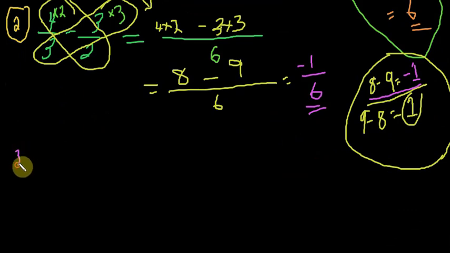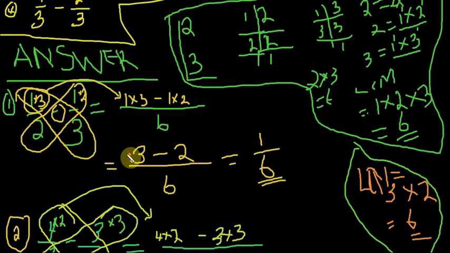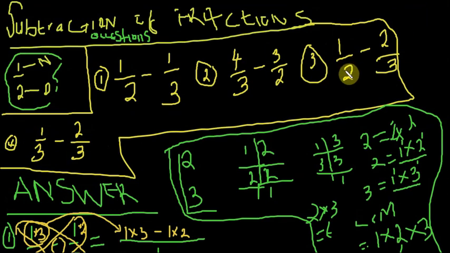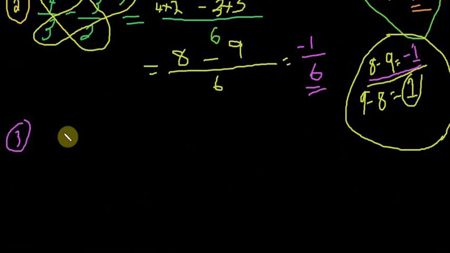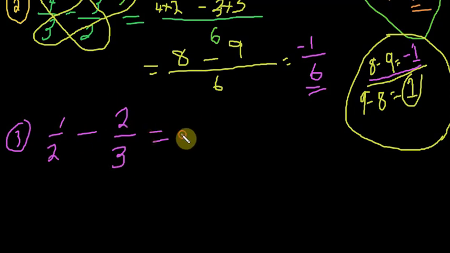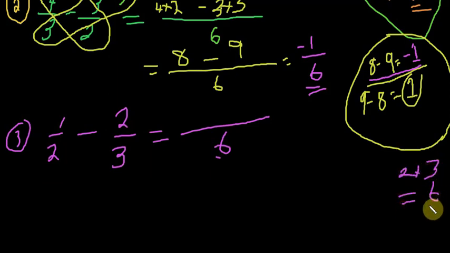So let's look at the third one. The third question is 1 over 2 minus 2 over 3. You can try this one on your own. I'm hoping you have tried it, so we'll do it now. Okay, same story. We need to find the denominator here, the lowest common multiple, which is 2 times 3, which is 6. So there it is right there, 6.